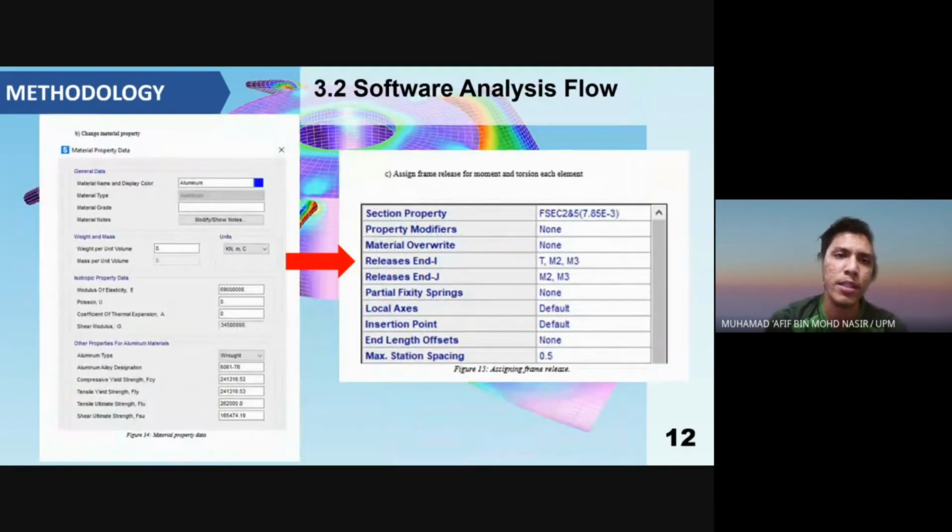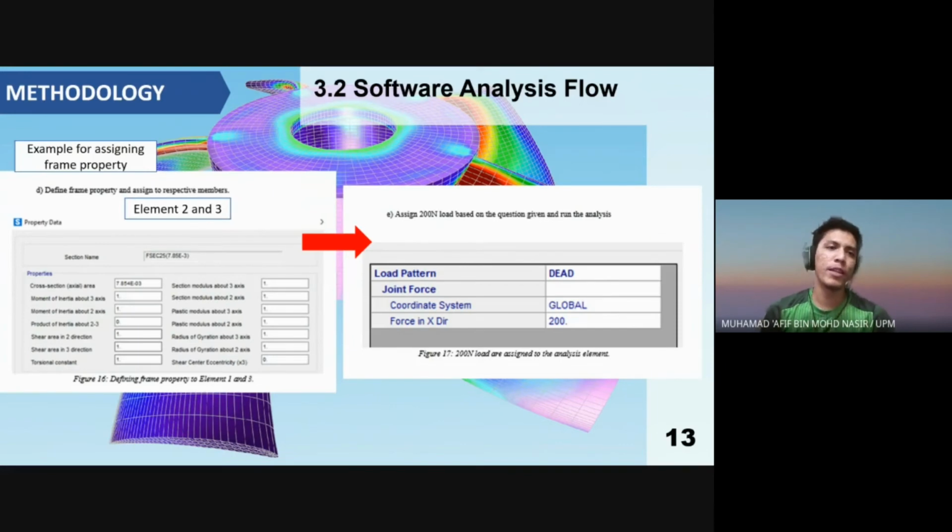Next, this is the material property that we assign. Actually, in this project we use aluminium as our element. We assign the modulus of elasticity, the value of E, as 6.9. And then we release the moment for each element, which is for the torsion and for the moment of each element. Next, we define the property for the frame.